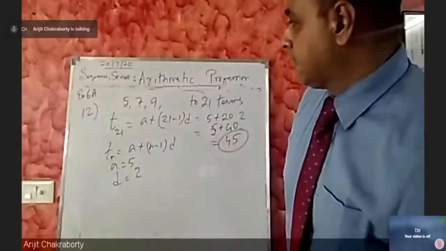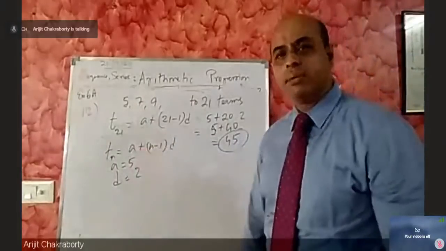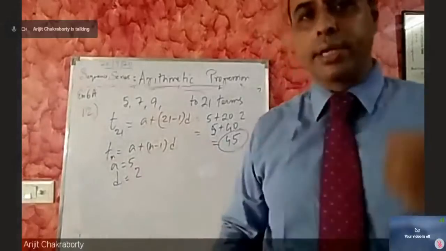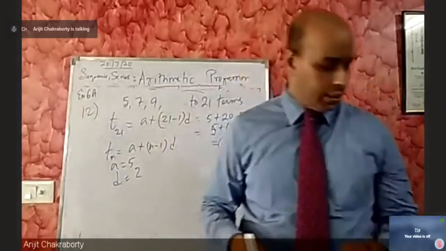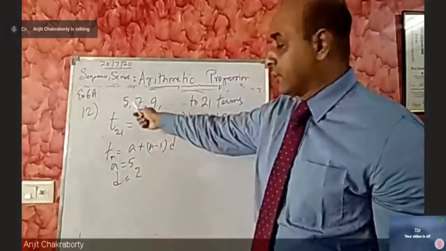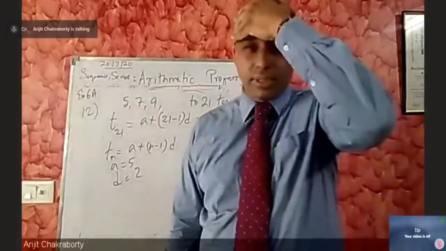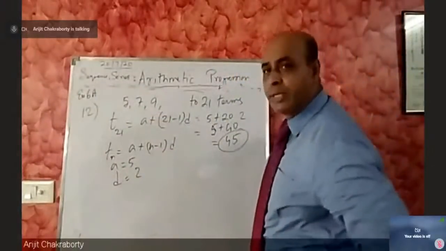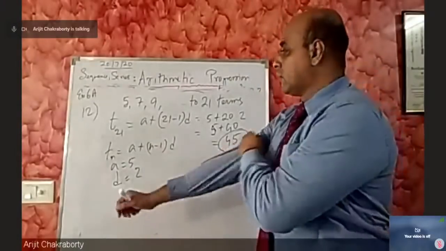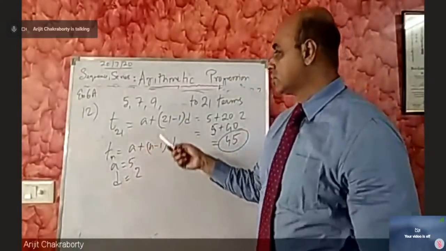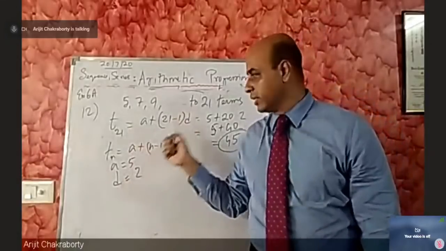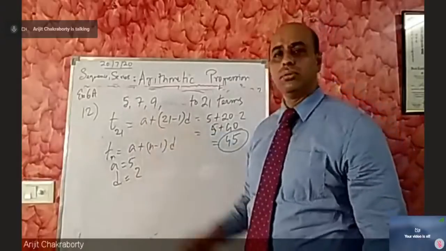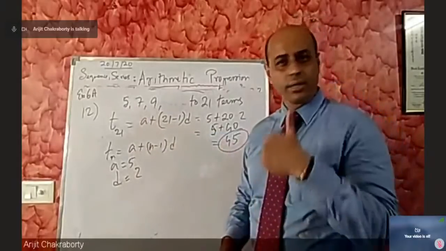Please check. Okay, so 21st term, I have to find out. 5, 7, 9 series is given. It is a progression, a series, a sequence, and it is an arithmetic sequence because the difference is identical. 7 minus 5 is equal to 9 minus 7 equal to 2. Therefore, we have simply used this formula to find out the nth term. T21 is equal to a plus 21 minus 1 into d. So we just put the formula, and a is 5, we know d is 2. So we got 45. I think clear.